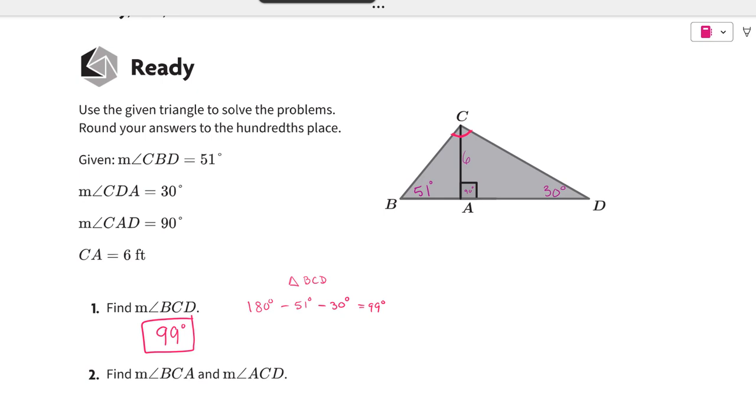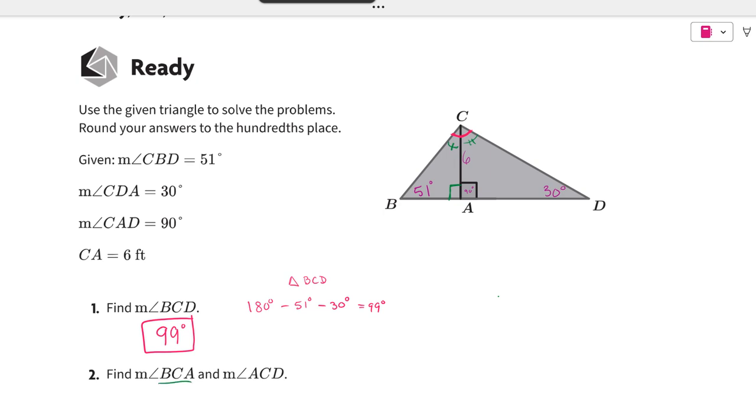Question 2 says find the measure of BCA. BCA is just this part right there, and also the measure of ACD. So it wants us to find both parts of that angle C. Remember, we know that this angle A is 90, and that's 90 on both sides because it's supplementary. It's a line, so the line has to total 180. So if it's 90 on one side, it's 90 on the other.